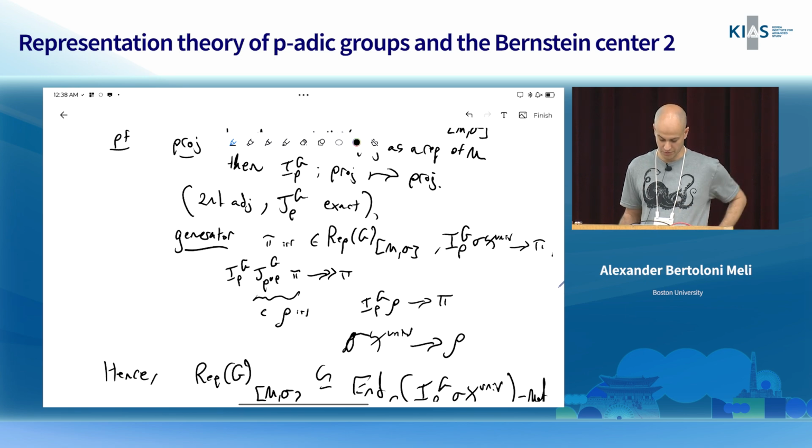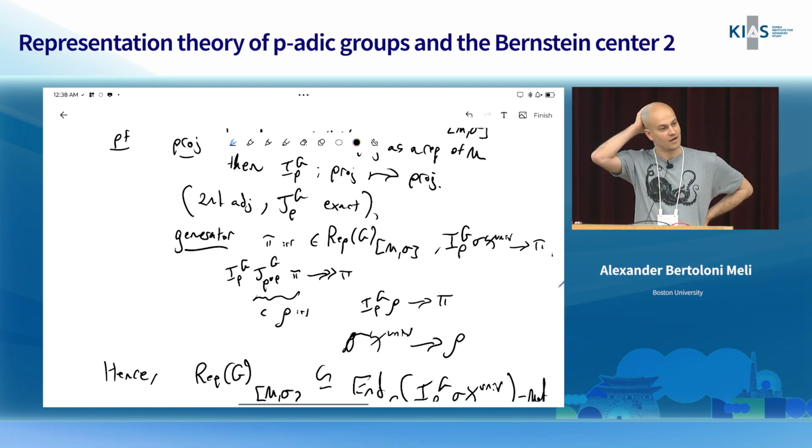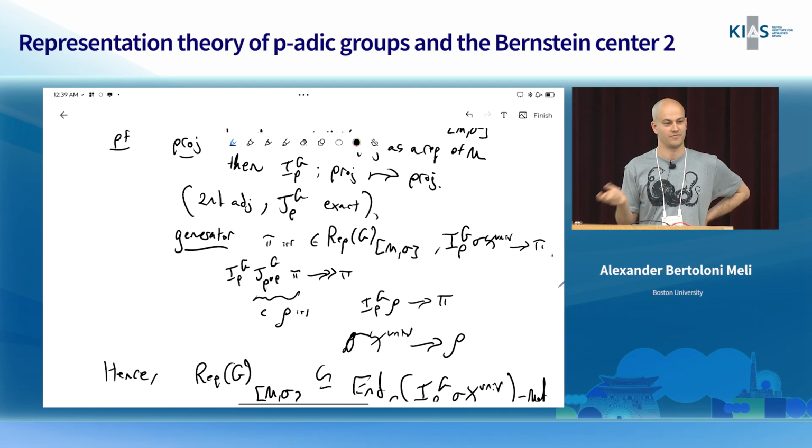So the point is that we want to construct a map from this projective generator to pi, and that is only going to be possible if the cuspidal support of pi is some unramified twist of sigma. If the cuspidal support of pi is completely unrelated to sigma, then these things will have no map.